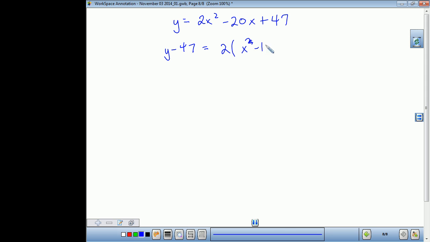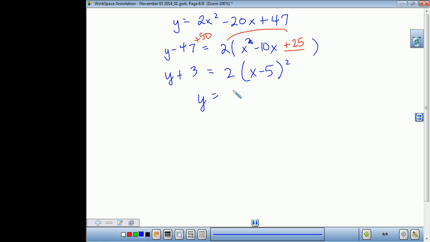That is x squared. Now we would complete the square by adding 25 here, but we know it has a weight of 50, so to keep it balanced, we'd add 50 to the other side. This would become y plus 3. This is x minus 5 squared, and so in vertex form it looks like this. So could you graph it from what you know about vertex form?